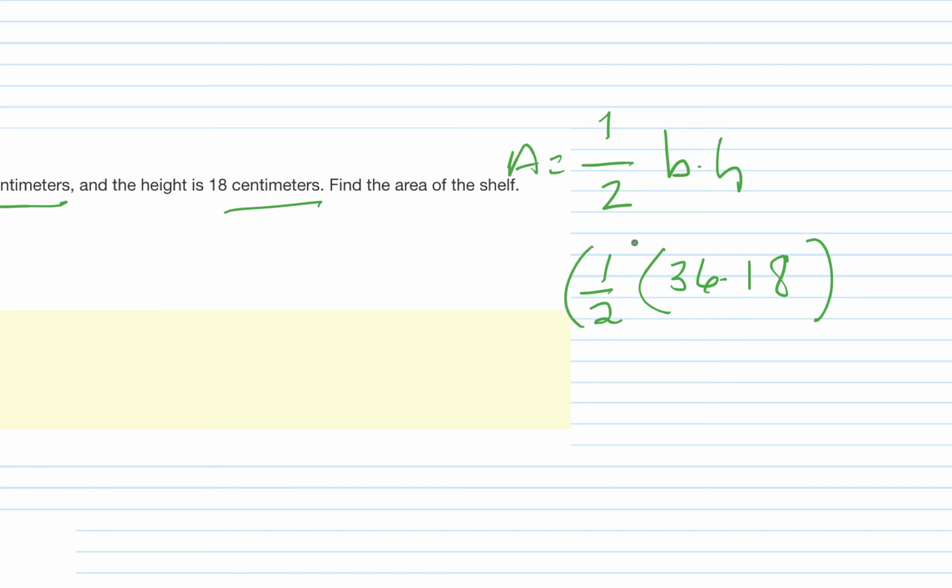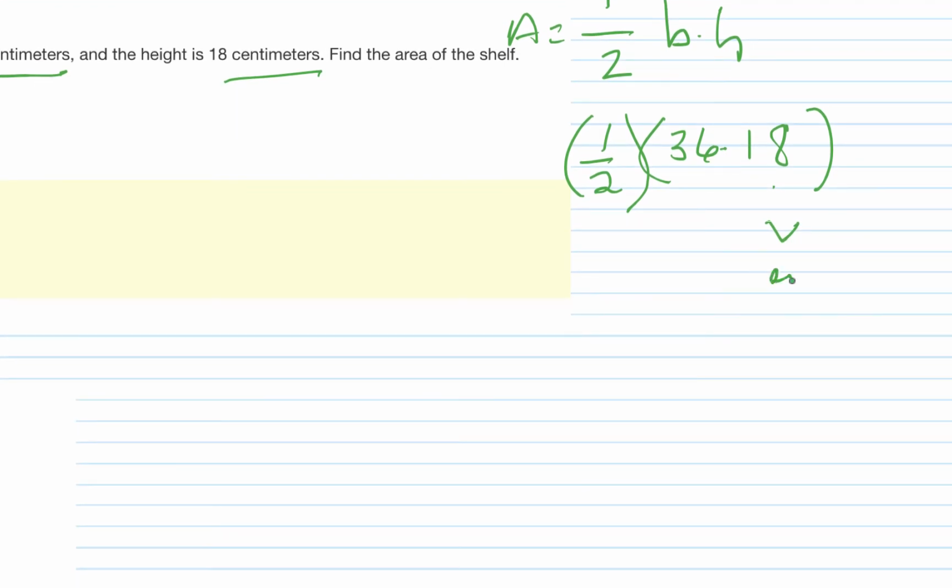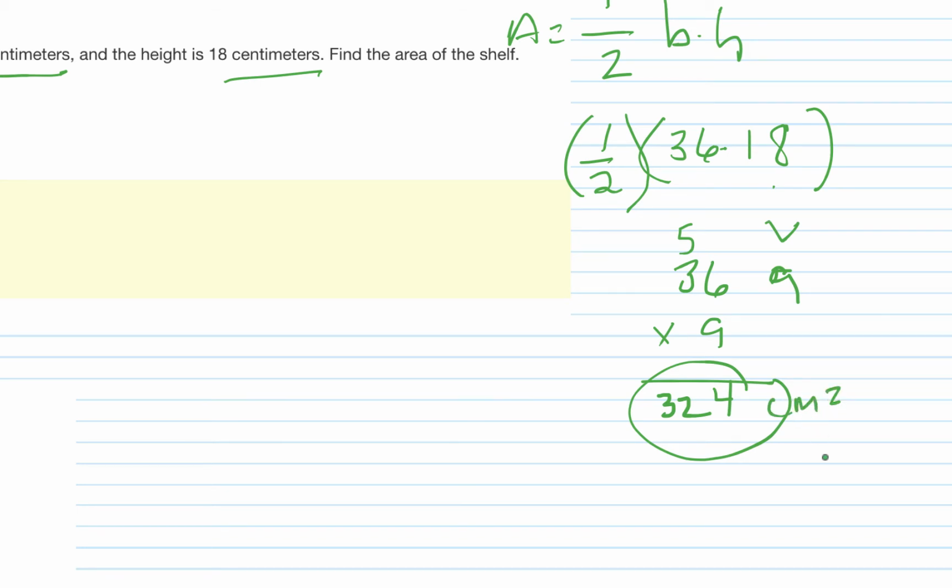So what I'm gonna do is I'm gonna take half of 18, just because in my mind finding half of 18 is just a little bit easier. I know half of 18 is 9. And then I'm just going to keep my 36, and then all I'm going to do is multiply 36 times 9 to get my answer. So 9 times 6 is 54, 9 times 3 is 27, plus 5 gives us 32. So your answer is 324 centimeters squared.